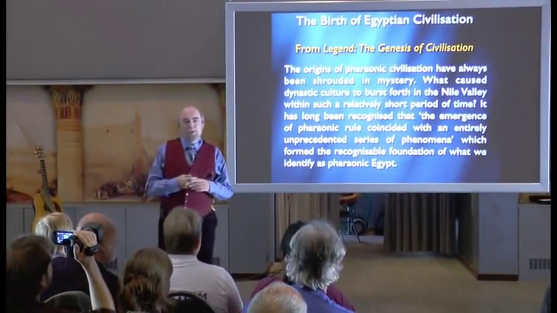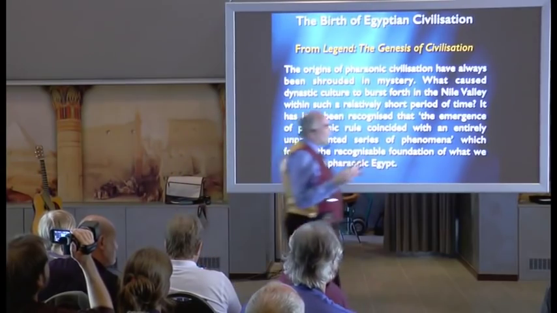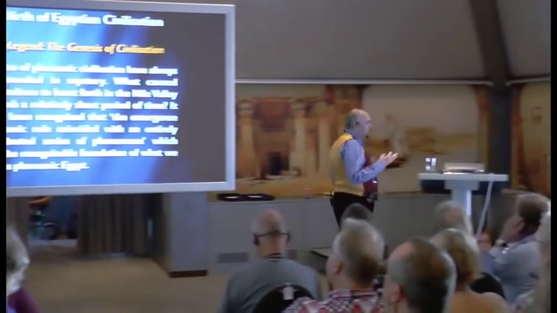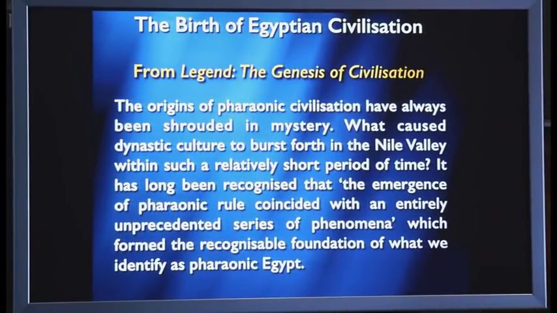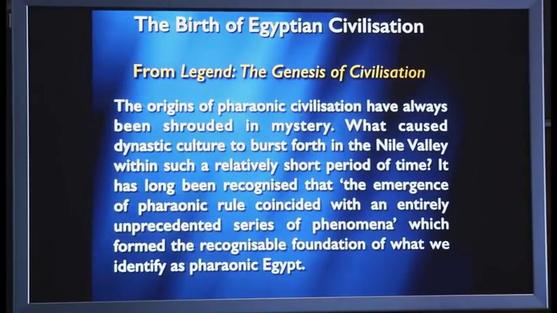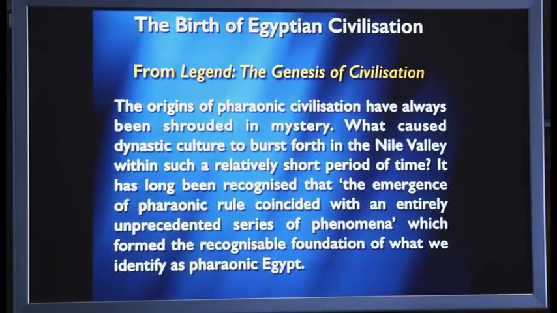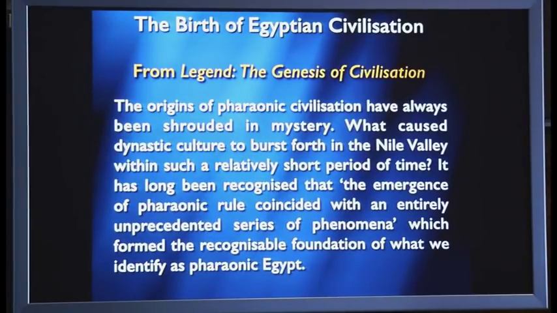When I wrote a book on this subject back in the 1990s, this is a brief introduction of what the whole process of discovery was. The origins of pharaonic civilization have always been shrouded in mystery. What caused dynastic cultures to burst forth in the Nile Valley within such a relatively short period of time? It has long been recognized that the emergence of pharaonic rule, this is the pharaohs now, not the indigenous people, coincided with an entirely unprecedented series of phenomena which form the recognizable foundation of what we identify as pharaonic Egypt. Okay? So we're dealing with the elites, we're not dealing with the ordinary people. We're dealing with the people in charge of the country.